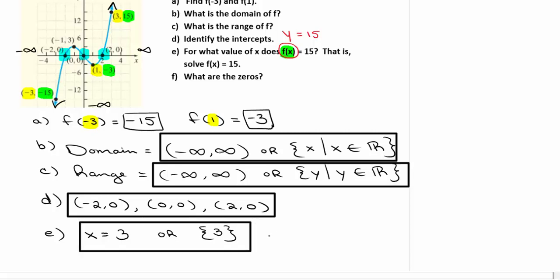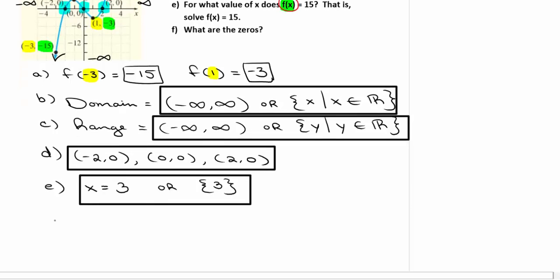And what are the zeros? We talked about this earlier. The zeros are going to be the x coordinates of the x-intercepts. So I'm going to go ahead and just write those down. I'm not going to put this in a solution set. This does not represent a solution for x. It's just that we call these the zeros. So it's going to be negative 2, it's going to be 0, and it's going to be 2.